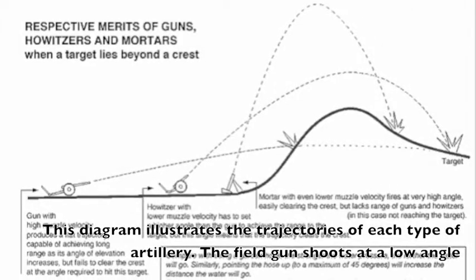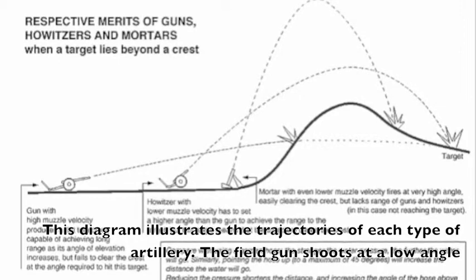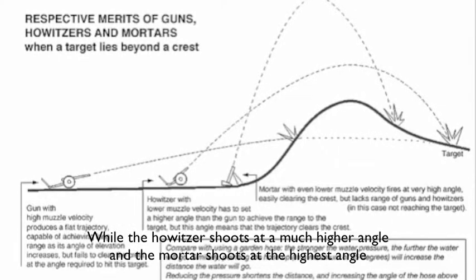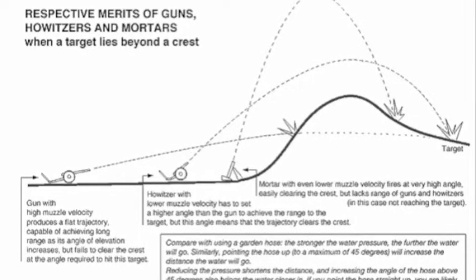This diagram illustrates the trajectories of each type of artillery. The field gun shoots at a low angle, while the howitzer shoots at a much higher angle, and the mortar shoots at the highest angle.